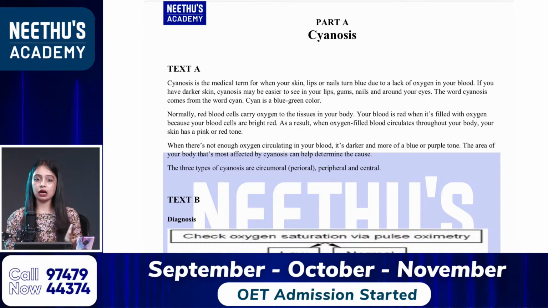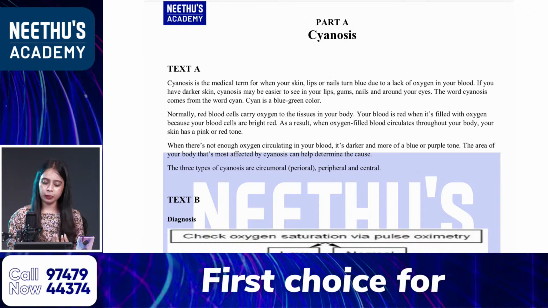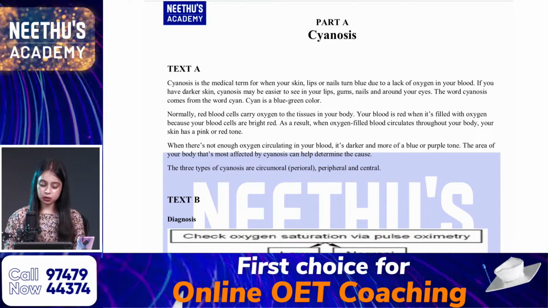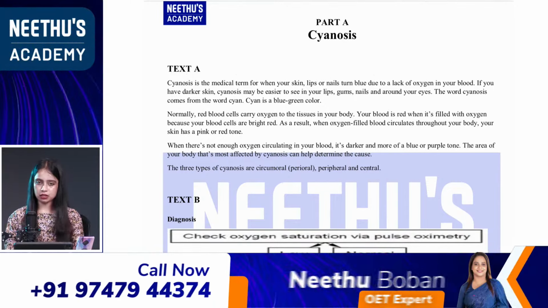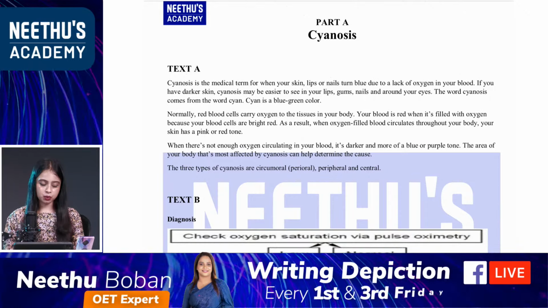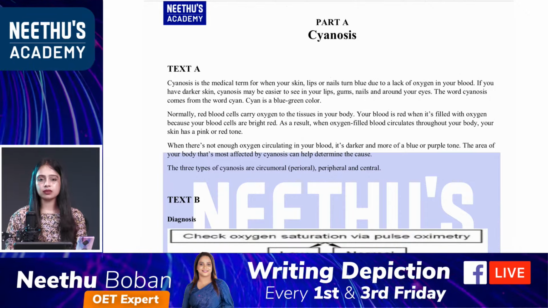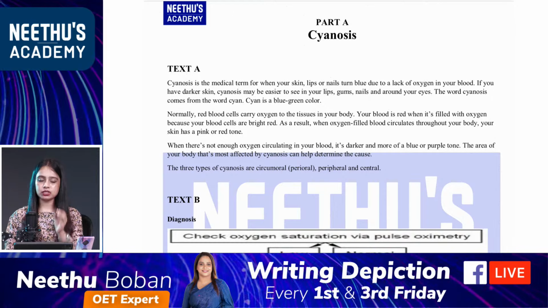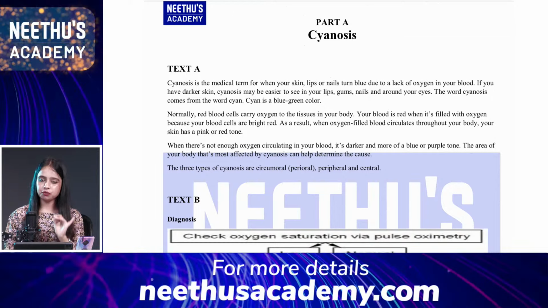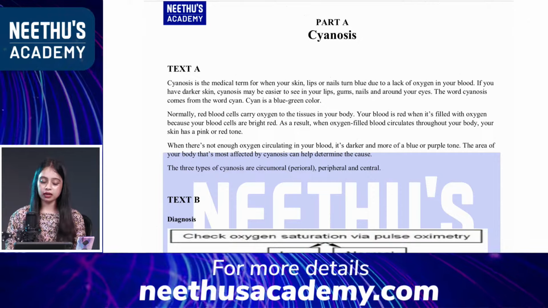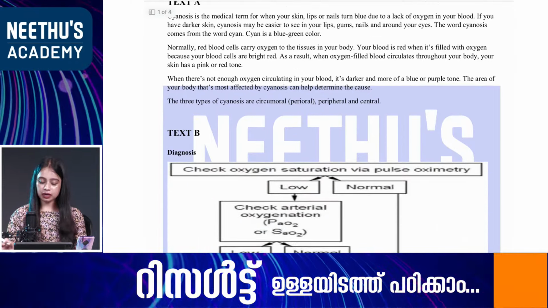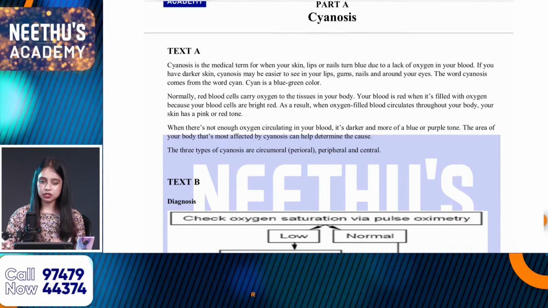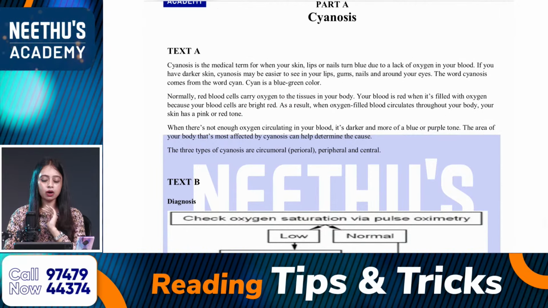We will write important words. How do you know which words are important when you read each and every text? For that I'll give you some strategies. The first one, you can underline all the headings, and then all the subheadings. So headings, subheadings, and all the numbers.